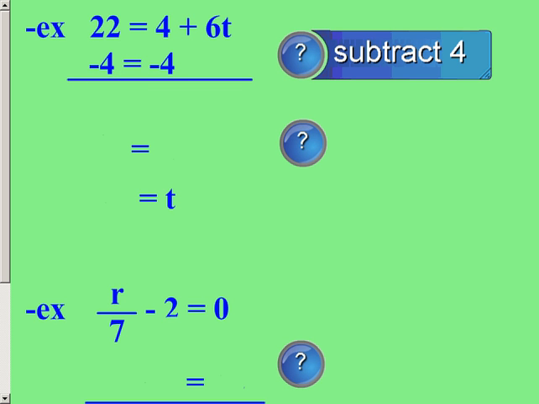The plus 4 and the minus 4 cancel because they're opposites. And we're left with 6t on the right-hand side of the equation and 22 minus 4, which is 18, on the left side of the equation.